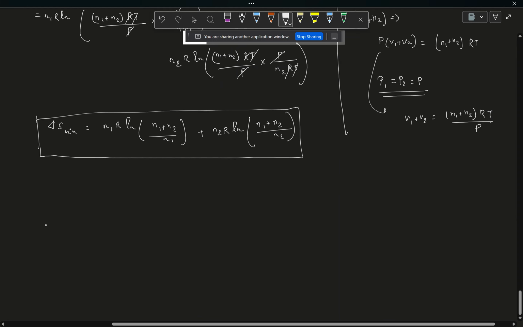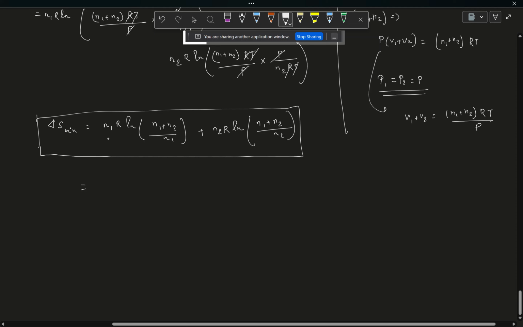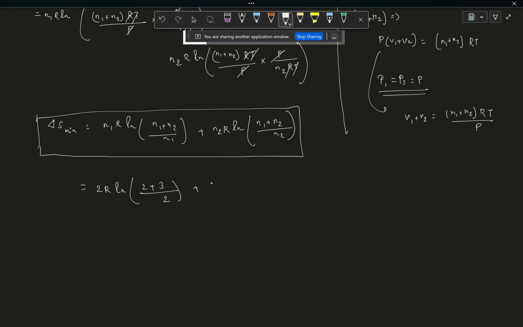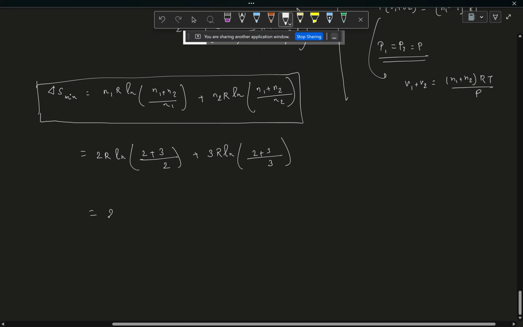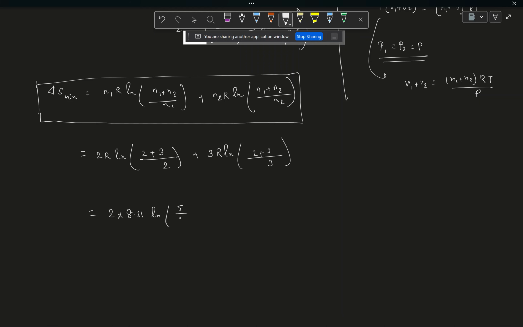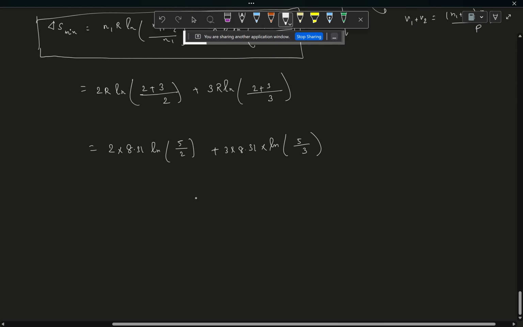Now once you have obtained the main formula, we can just replace the values that you know, like N1 is 2, so this is 2 times R ln of (2 plus 3) by 2, plus N2 is 3 R ln of (2 plus 3) by 3. So you get 2 into R, where R value is 8.31 joule per mole Kelvin, into ln of 5 by 2, plus 3 into R, 8.31, into ln of 5 by 3.